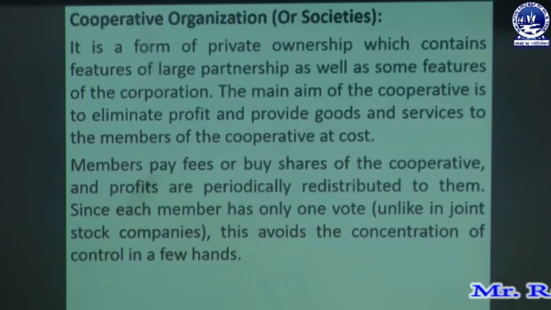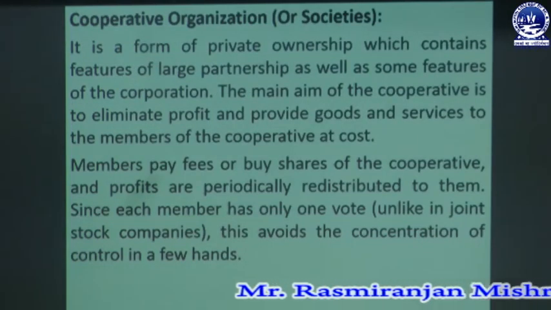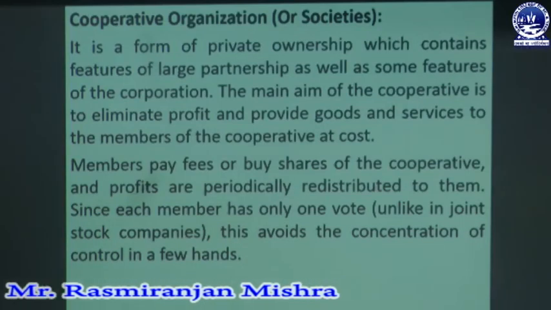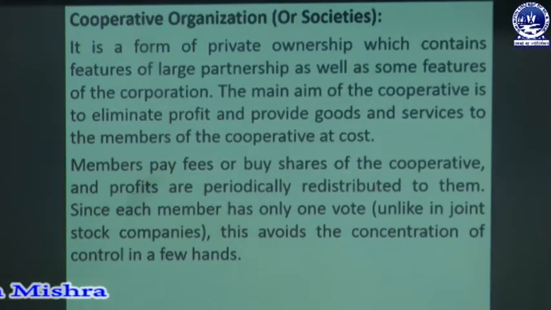The last one is the cooperative form of organization, or cooperative society. It is a form of private ownership which contains features of a large partnership as well as some features of the company. The main aim of a cooperative is to eliminate the profit and provide goods and services to the members of the society at a reasonable cost. Members pay fees for or buy shares of the cooperative and profits are periodically redistributed. Since each member has one vote, this avoids the concentration of control in a few hands.